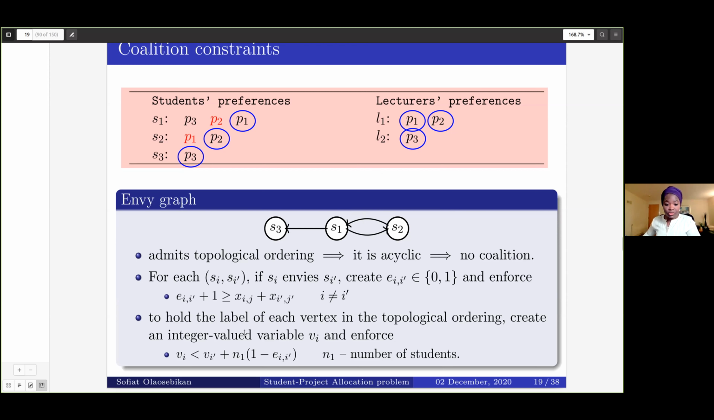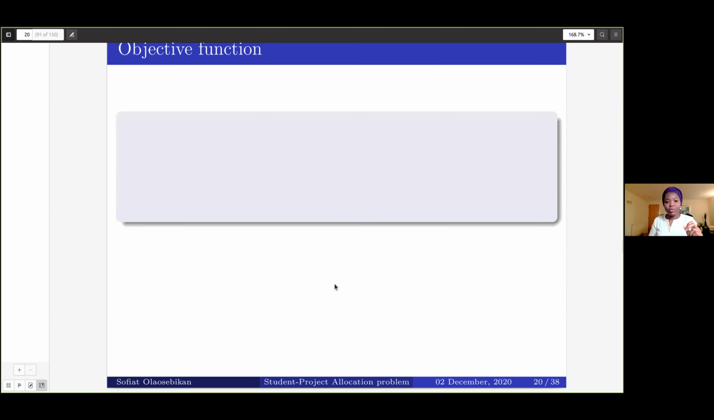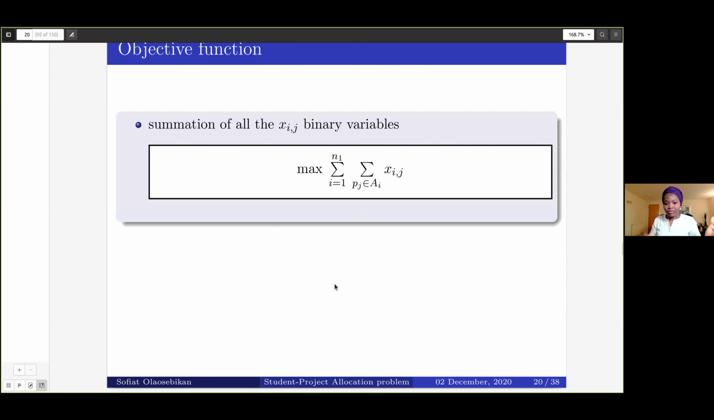And this is the constraint to ensure that that holds. And that's all about the constraints. So the last thing we have to tidy up our IP model for SPA-P is the objective function. And the objective function is just a maximizing function that assigns students to projects. And that's all about the IP model.